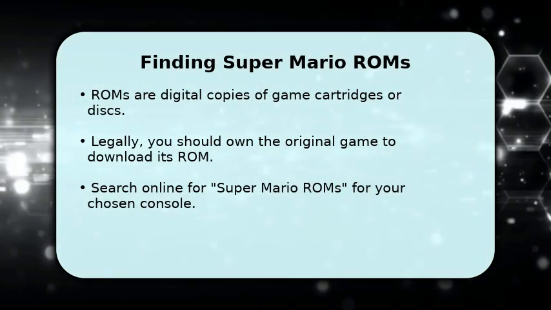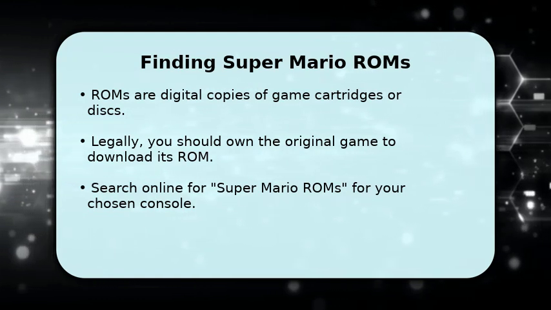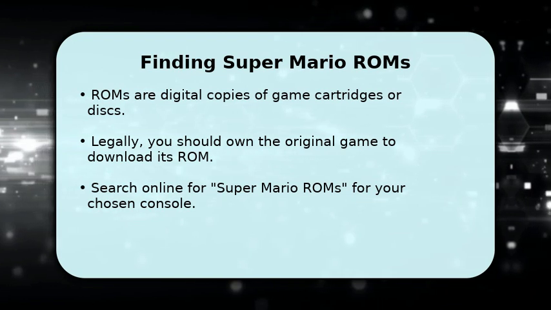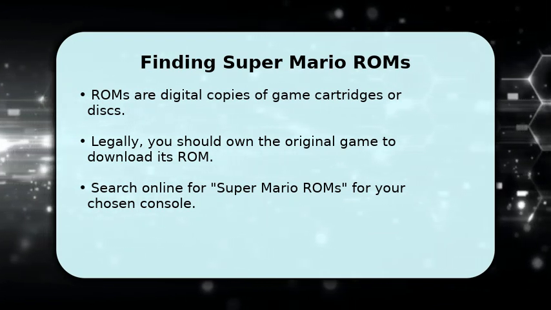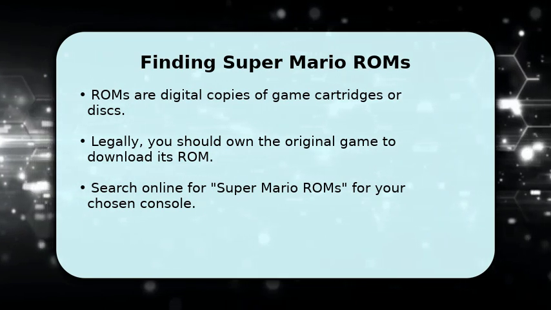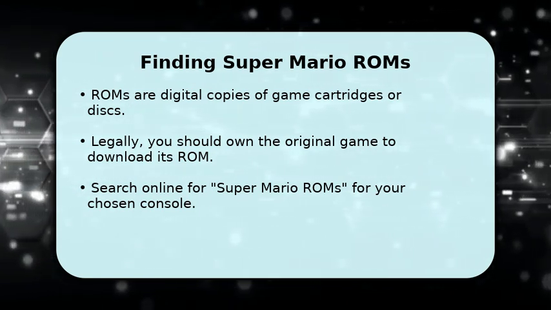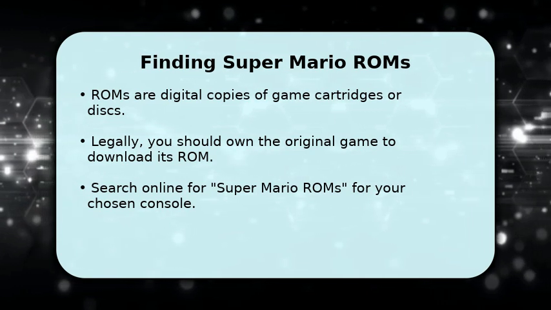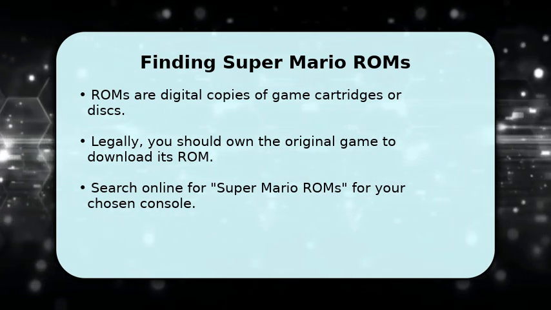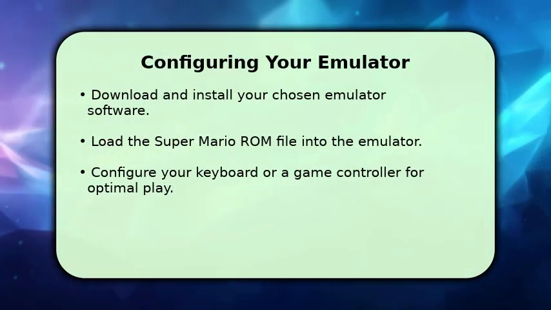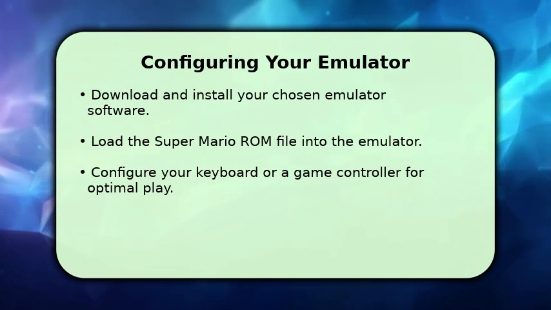Next, you'll need the game file itself, known as a ROM. These are digital versions of the original game cartridges. While many sites offer ROMs, it's generally recommended to only download games you already own physically. A quick online search for Super Mario ROMs for your specific console, like Nintendo 64, will point you in the right direction. Once you have your emulator and ROM, it's time to set things up.